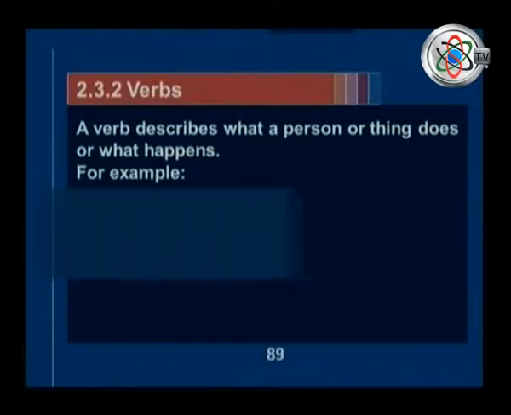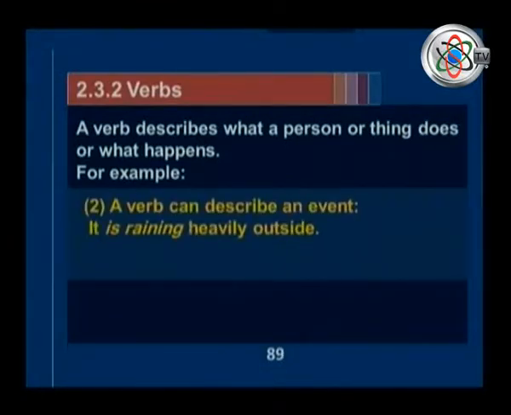Now let's have a look at this utterance. A verb can describe an event. For example, it is raining heavily outside. Again, it is present continuous tense.